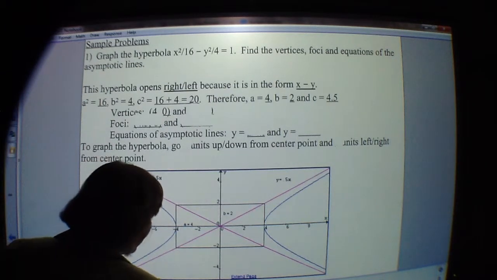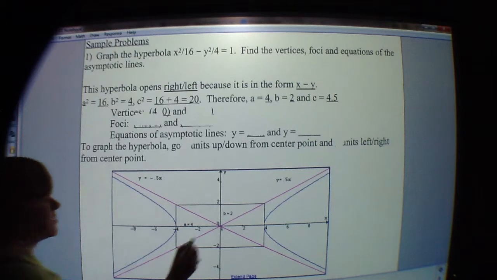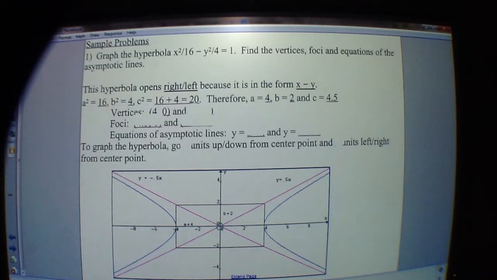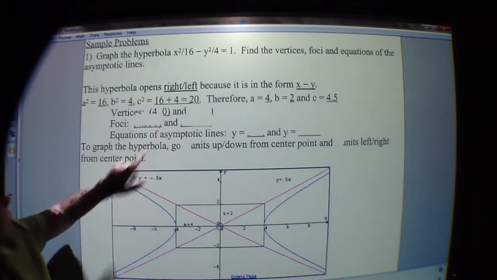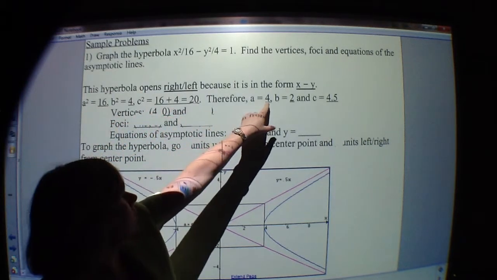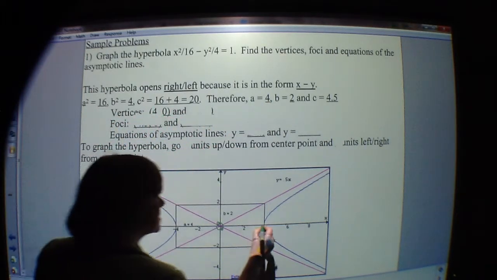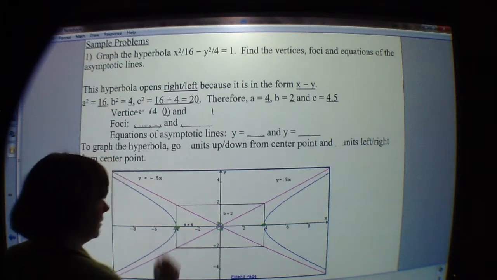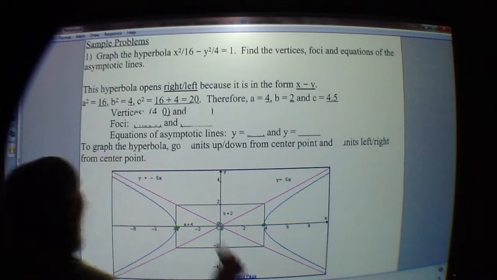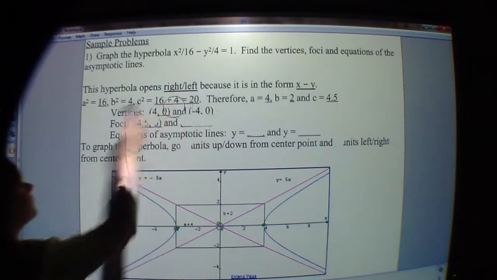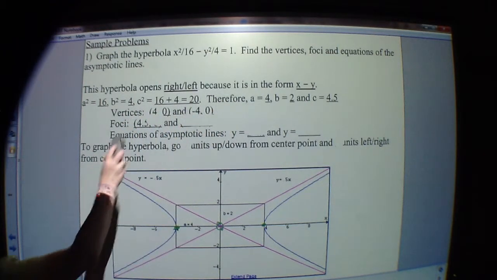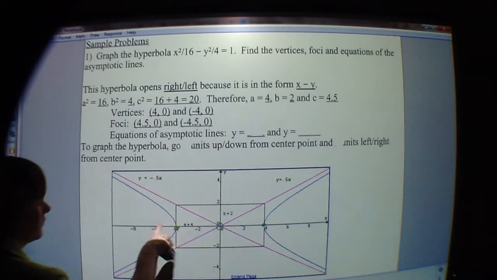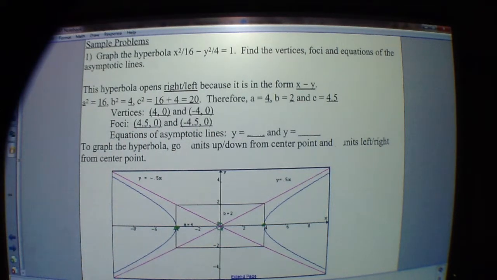So if I were graphing this, I'd say, okay, my center is 0, 0. It opens right or left. So if I go a units right or a units left, I'll be at the vertices. So my vertices are 4 units this way or 4 units this way. So I would start with that. My foci would be 4.5 units, so 4.5 over this way, 4.5 over that way.